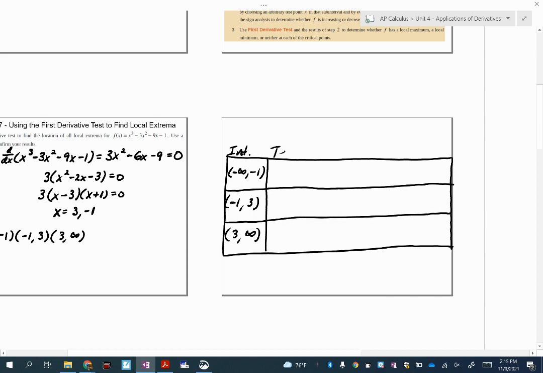Okay, so my test point, right? My test point just needs to be some value that's within these intervals. All right, so I'm going to use -2. I'm going to use +2. And then I'm going to use 4.